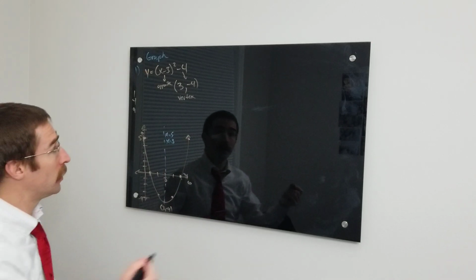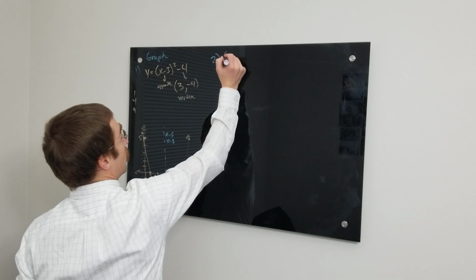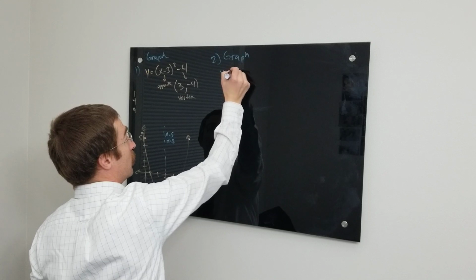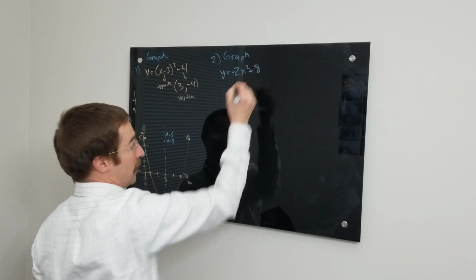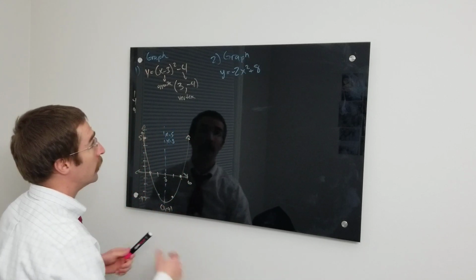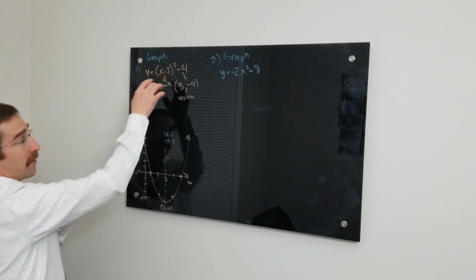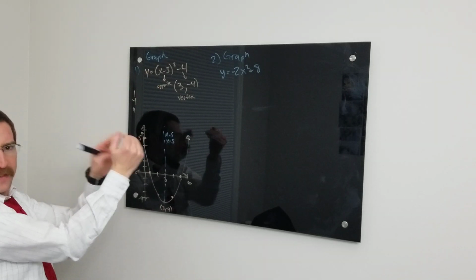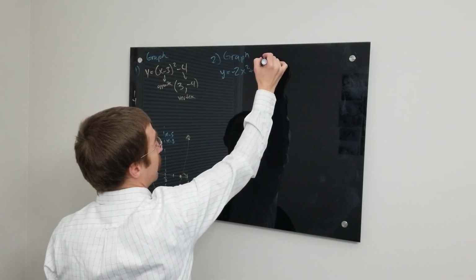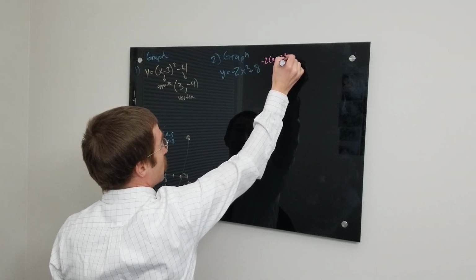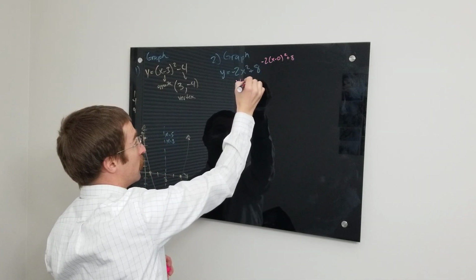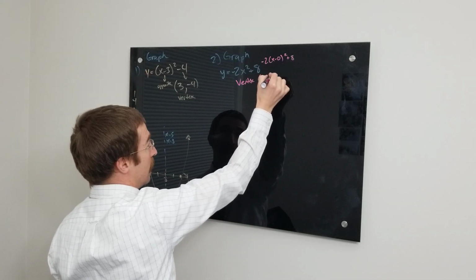So problem 2, we're going to graph y equals negative 2x squared plus 8. Here, you will notice it doesn't have a plus or minus inside the parentheses. It's just an x squared. But it does have a plus 8. So it's kind of like negative 2 times (x minus 0) squared plus 8. Our vertex is going to have an x number of 0. So the vertex is at (0, 8) in this case.